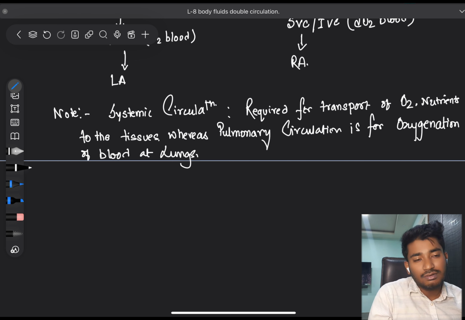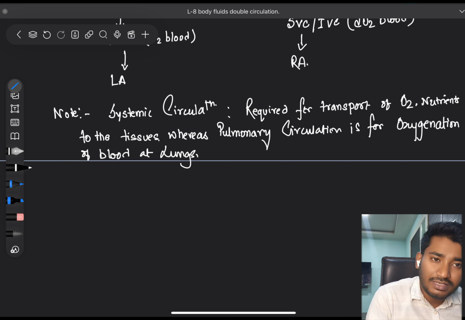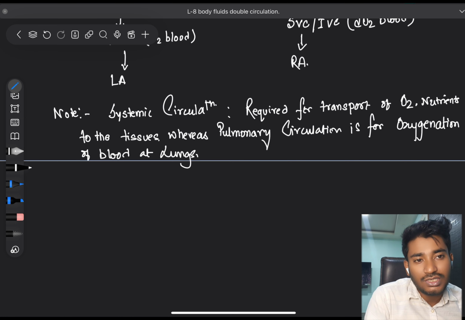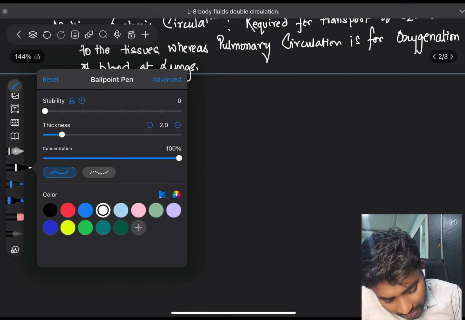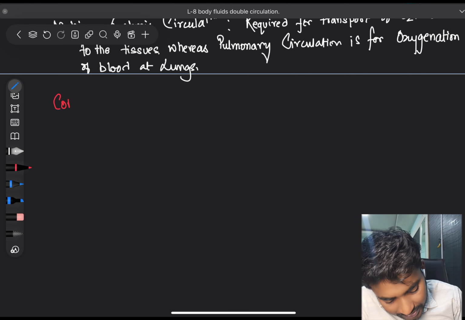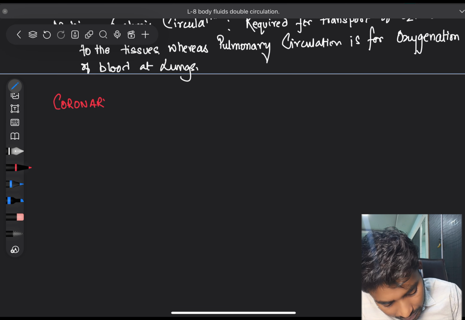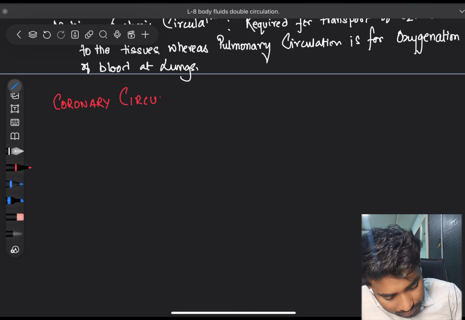Pulmonary means lungs, so pulmonary circulation is related to the blood in the lungs. Now the coronary circulation. Give a heading of coronary circulation. What is the coronary circulation?